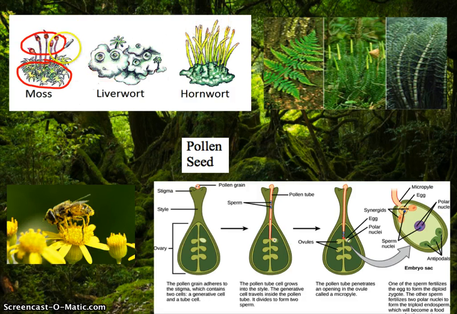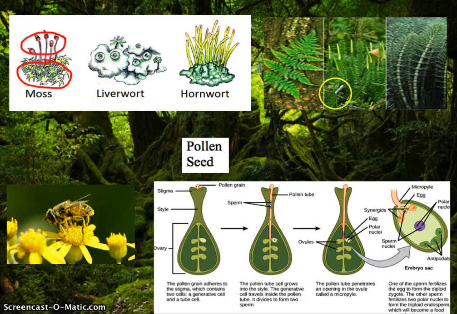But in these plants, all the combining of the egg and of the sperm is going to happen here. So it kind of just stays there. It doesn't kind of spread out. It's going to end up being small non-vascular plants.